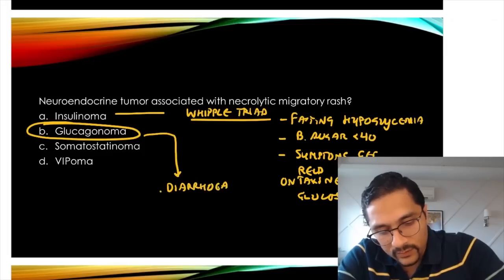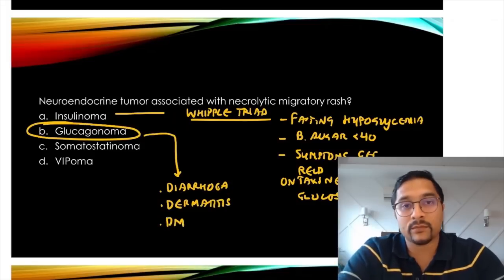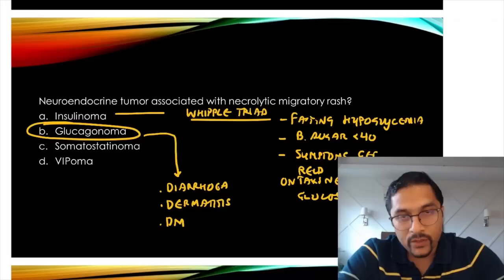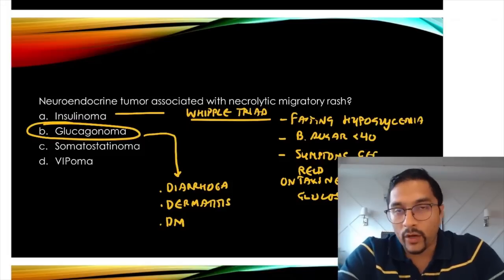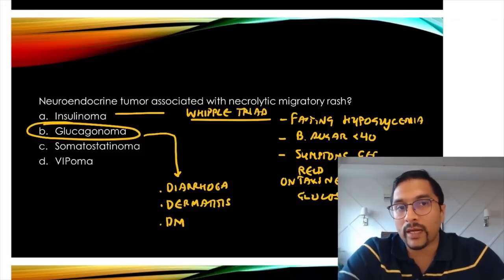They will come with dermatitis or necrolytic migratory rash. They will come with diabetes mellitus and dementia as well. Right, so these are the points which we need to know in insulinoma and glucagonoma.